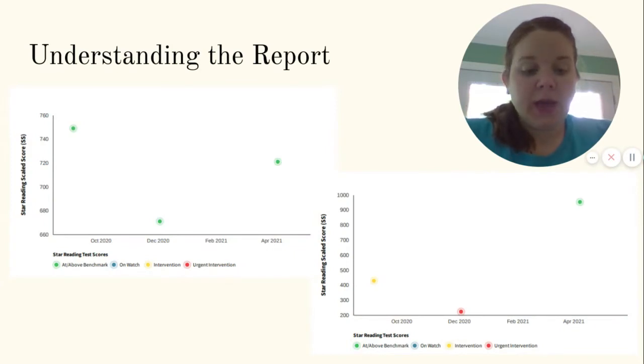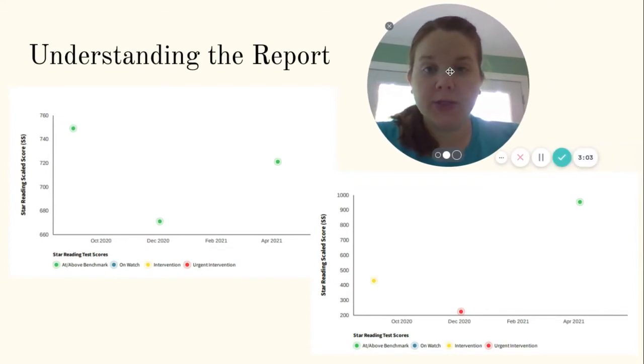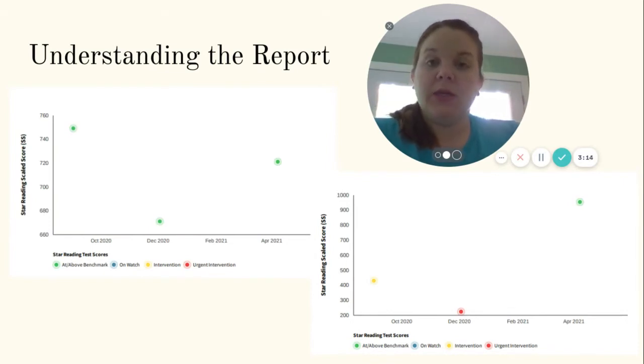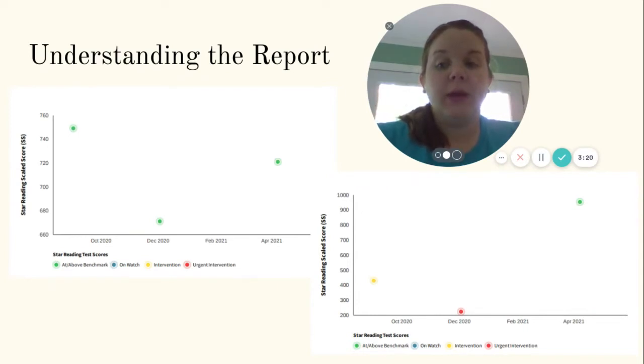So let's look at a STAR reading scaled score report. So I have here 2 students, and the first thing that you probably notice is that there are some colored dots on this chart. So down at the bottom, it actually tells you what each color means. So the student that you see to my left, all 3 of their data points are at or above benchmark, and then the student directly below me, they have 1 of each color. So they have 1 for intervention, 1 for urgent intervention, and then they go back up to at or above benchmark.